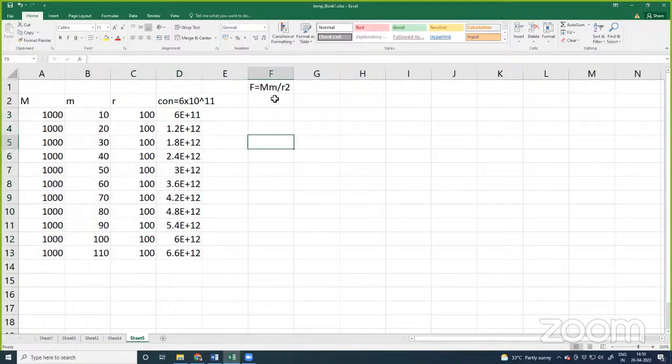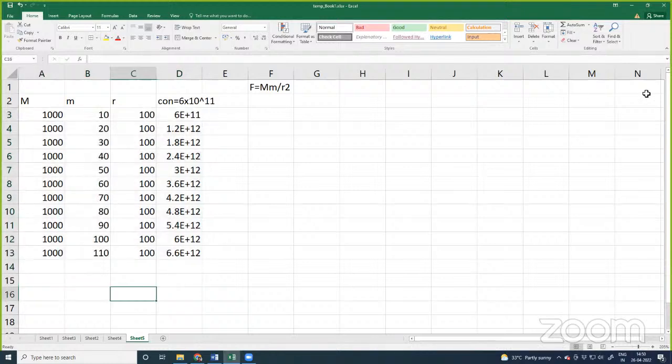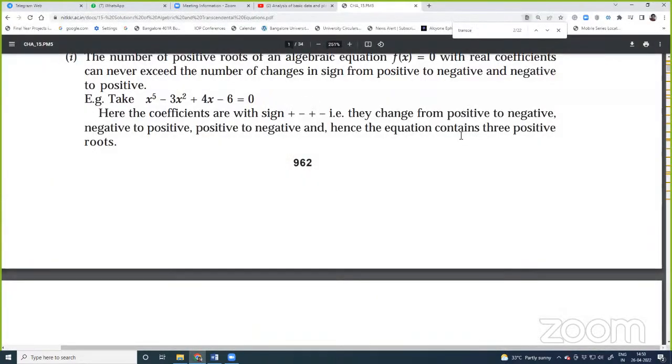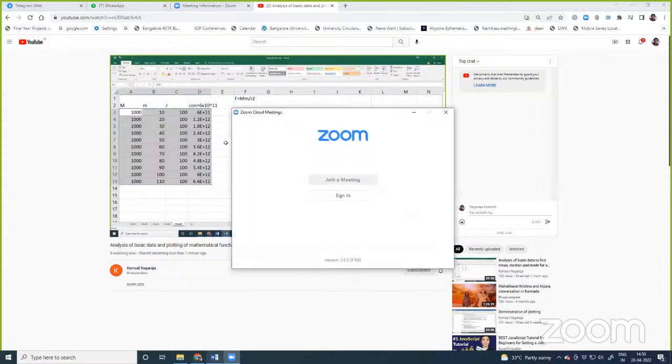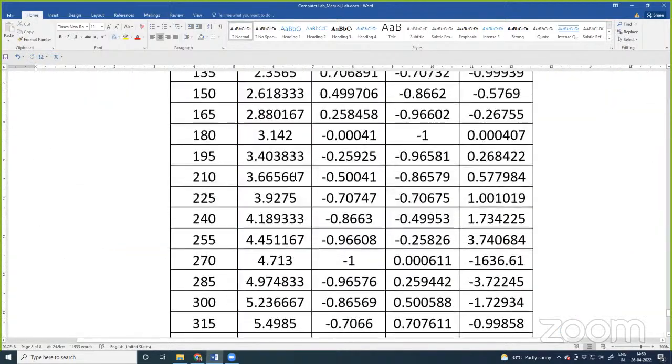Any equation can be written in a spreadsheet or Excel. This is easier. Then you can use it for plotting between those quantities to see how they are related. I'll stop showing this Excel file for you, as it is not required. Try the transcendental equations as well, and we will have beautiful results.